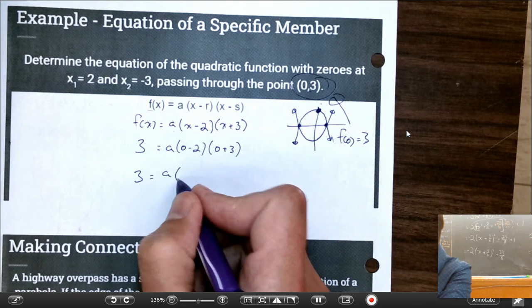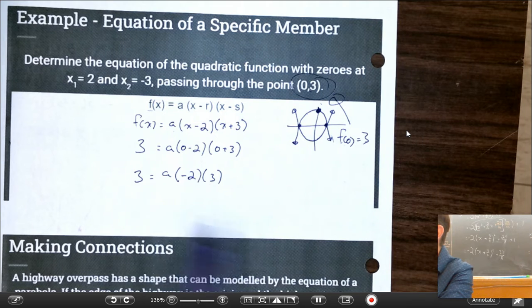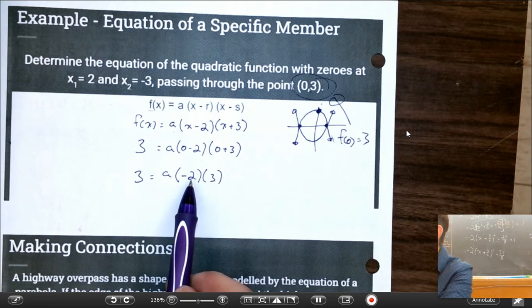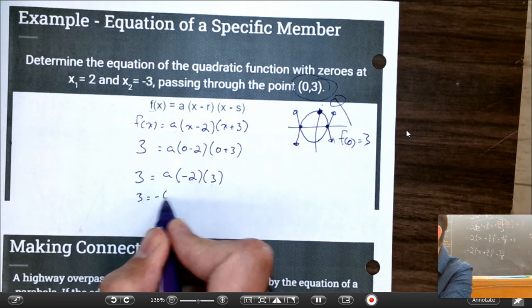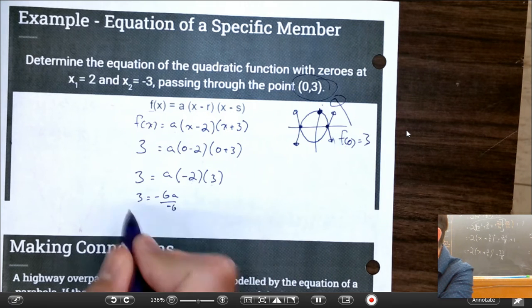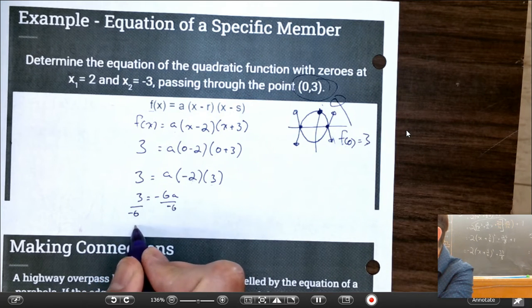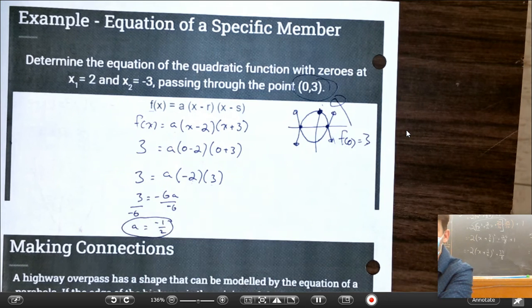So a multiplied by negative 2 multiplied by 3. Here, a is some number that when multiplied by negative 2 and positive 3 gives us 3. Yes, a is going to be negative 1 over 2. Here's how I would do it. I do this, and that gives me negative 6, right? So 3 is equal to negative 6 multiplied by a. Divide both sides by negative 6. That gives me a is equal to negative 1 over 2. There's my a.